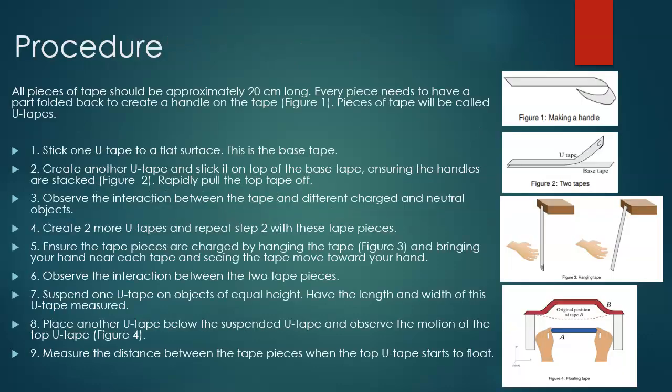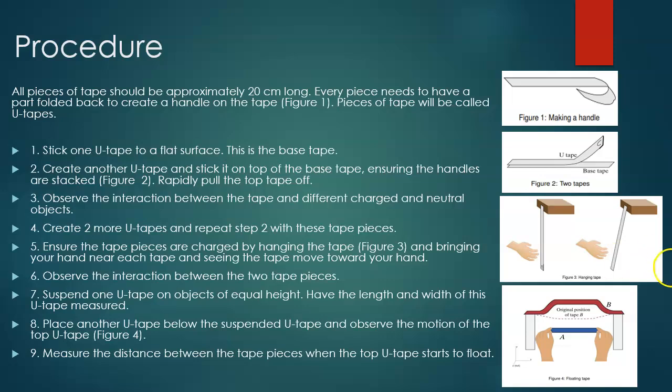These were some of the main results of the lab. There's a lot of text here, but basically what happened is pieces of tape were created and given charge. One piece of tape was laid on a flat surface, and additional pieces of tape were put on top of this base tape and ripped off to create charged tapes. The interactions of these charged tapes with different neutral and other charged objects were observed, and in addition, the interaction between two pieces of charged tapes was also observed.